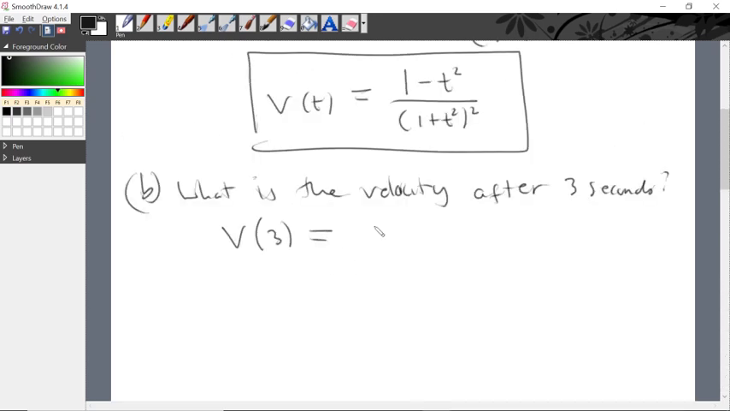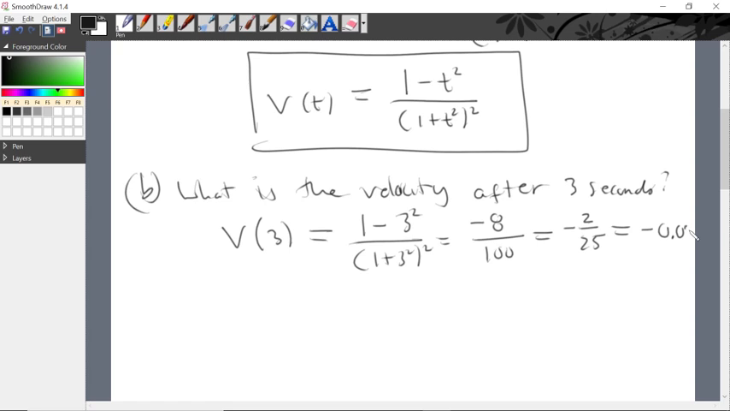This is not a calculus question. Okay, now at this point we've already done the calculus. So 1 minus 3 squared over 1 plus 3 squared, squared. So it's 1 minus 9 is negative 8 over 10 squared is 100. Okay, as a reduced fraction, what's this? Negative 2 over 25, or as a decimal, negative 0.08.